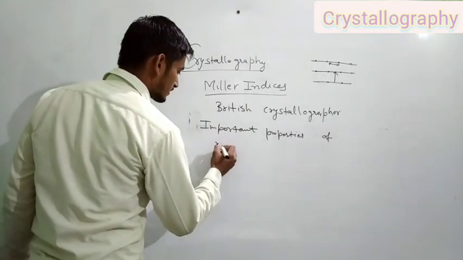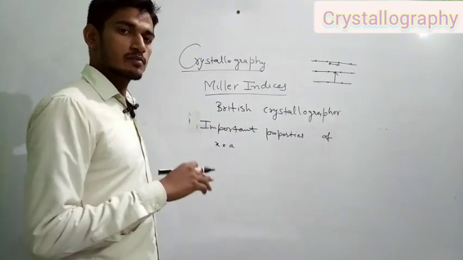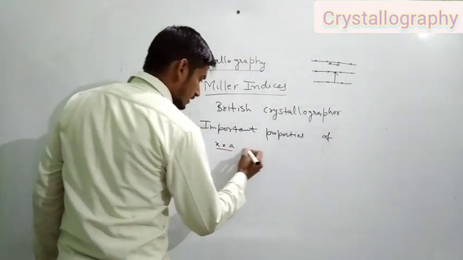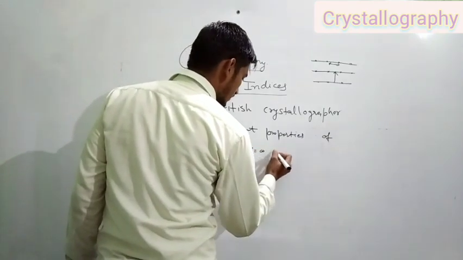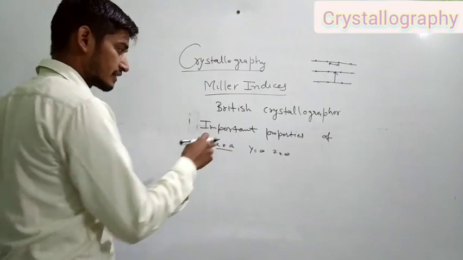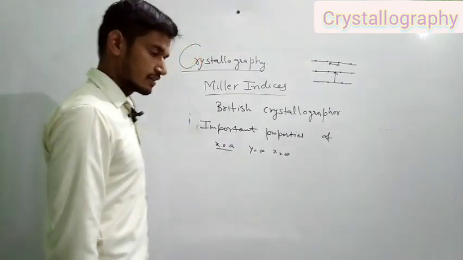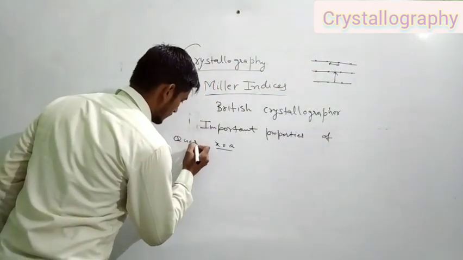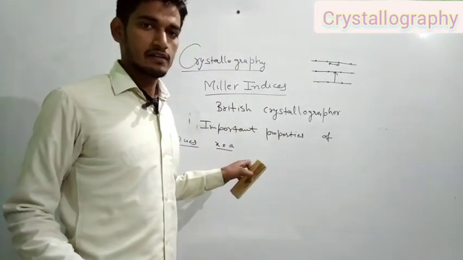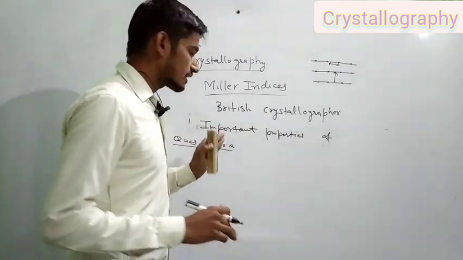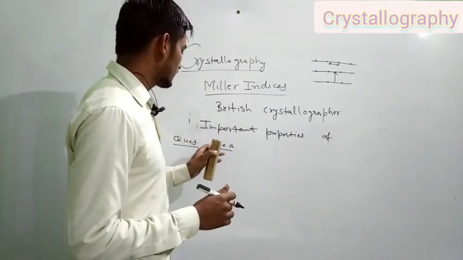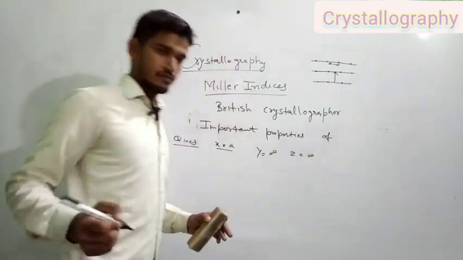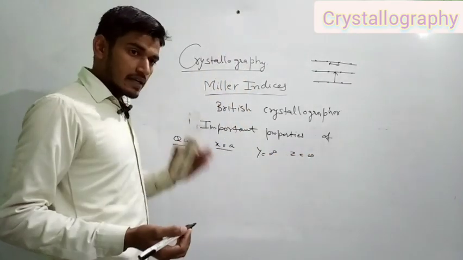For example, if we have a set of intercepts, x is equal to a, and we want to represent the x is equal to a plane. Okay, so x is equal to a, y is equal to infinity and z is equal to infinity. These are the intercepts on the x-axis, y-axis and z-axis respectively. The question is to represent the x is equal to a plane. It is understood that if x is equal to a then y is equal to infinite and z is equal to infinite.